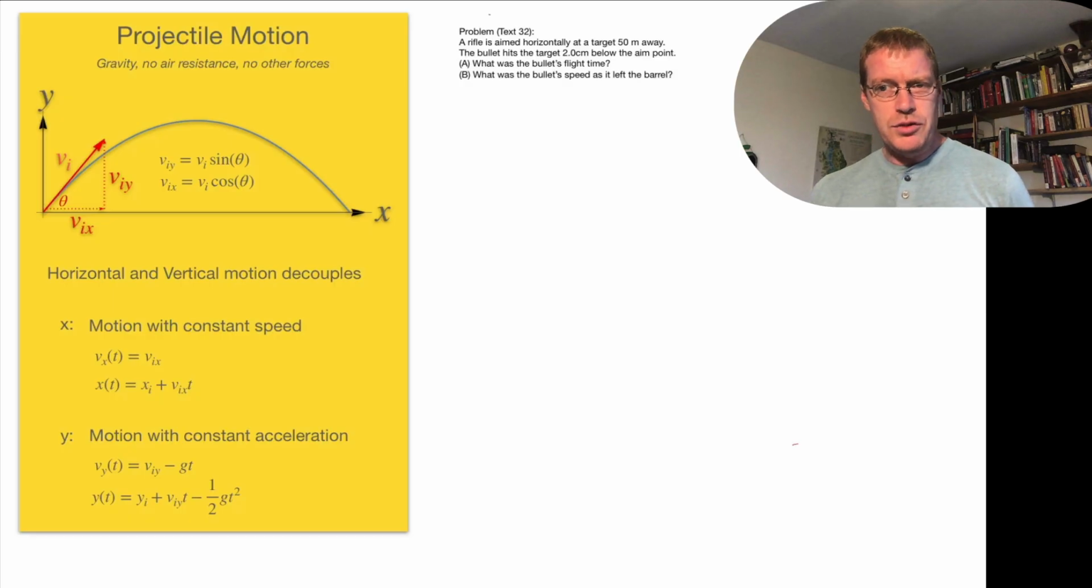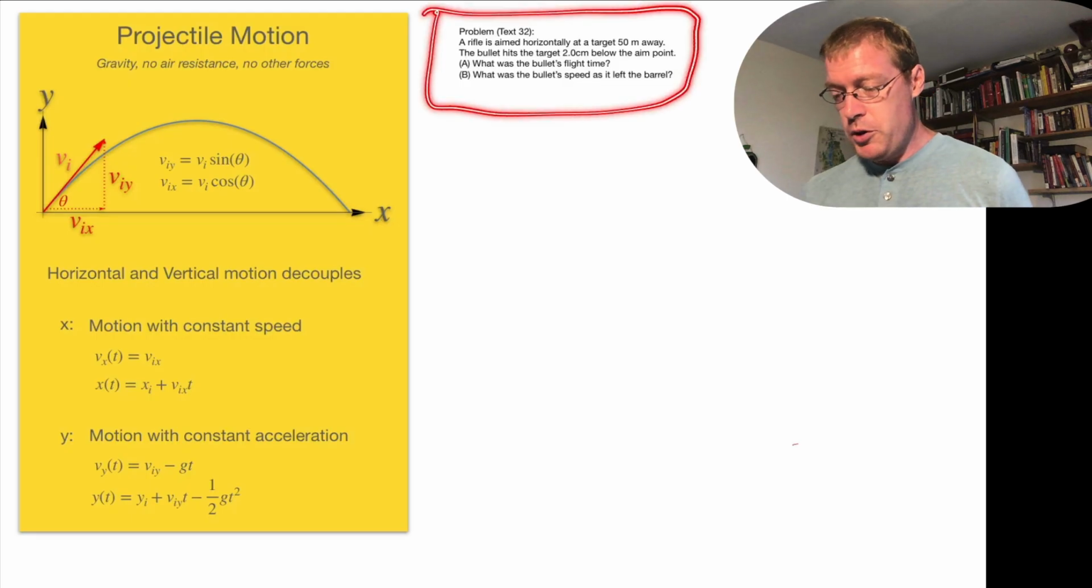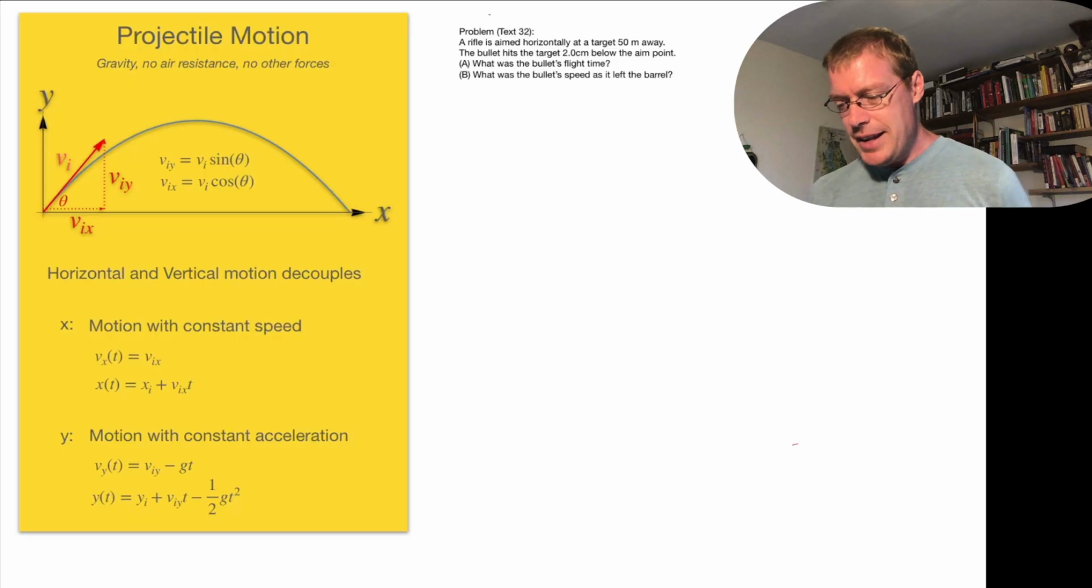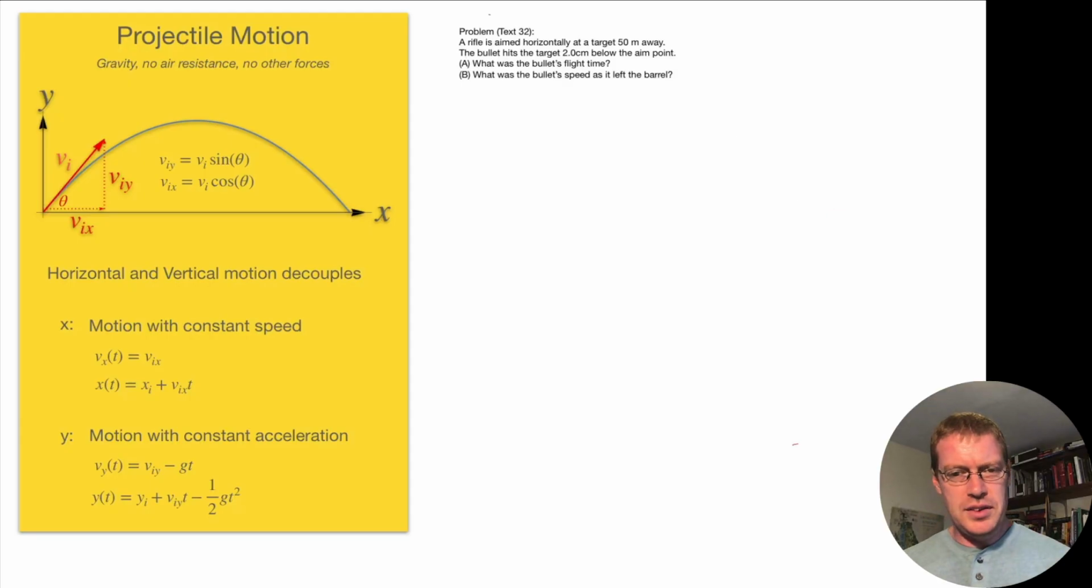I think the best way to illustrate this is by doing an example. I'm going to take an example from the text. I just grabbed, somewhat randomly, problem 32, which says that a rifle is aimed horizontally at a target 50 meters away. The bullet hits the target 2 centimeters below the aim point, then asks what is the bullet's flight time and what was the bullet's speed when it left the barrel. The first thing I always do with a problem like this is draw a little picture, because the picture I have pre-drawn doesn't really fit it very well.